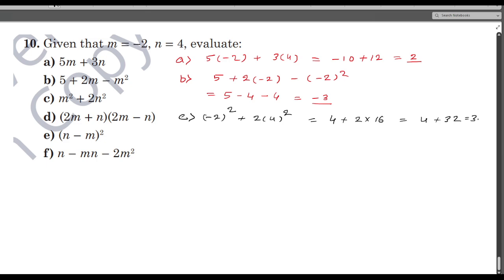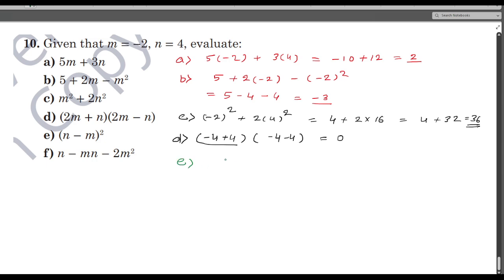So this is 36. D: Your D is 2m. Now 2 times -2 is what? -4, plus n is +4, into 2 times m is -4, -4. Now -4 plus 4 becomes 0. 0 multiplied by anything gives you 0 as result.